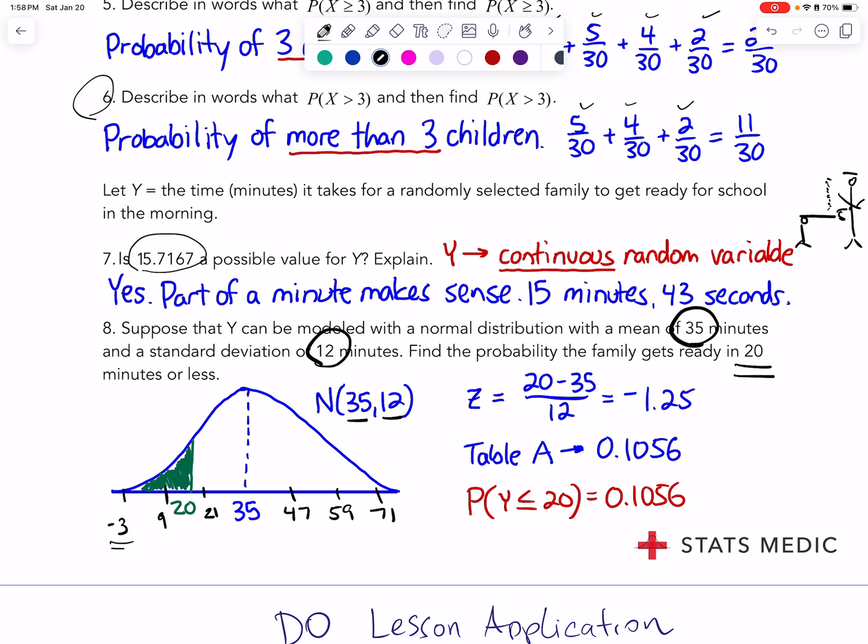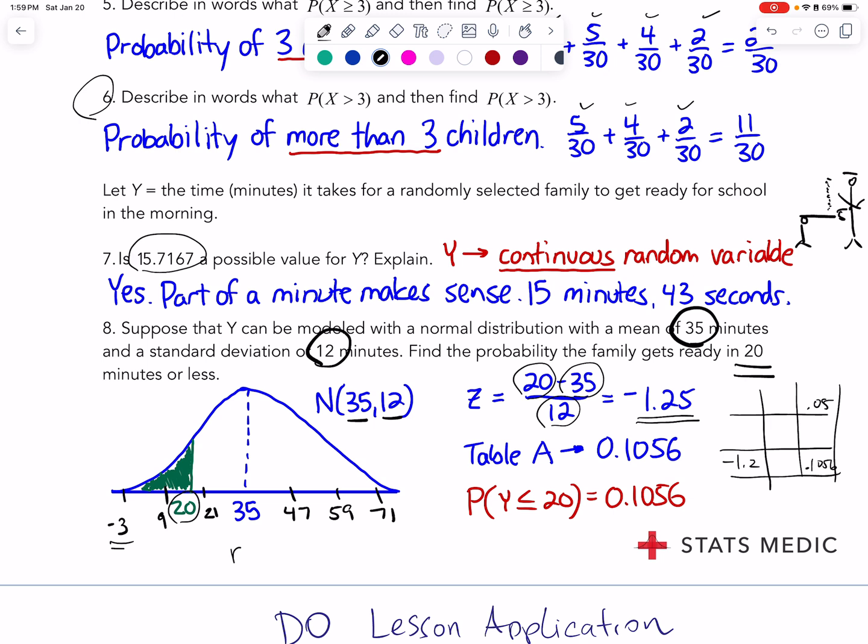And to find my z-score, I have my observed value of 20 minus my mean of 35 divided by my standard deviation of 12, and I get negative 1.25. And if you remember, when I look in my z-score table, I look up negative 1.2 and then 0.05, and when you find that value on the z-score chart, that's when you get the 0.1056.